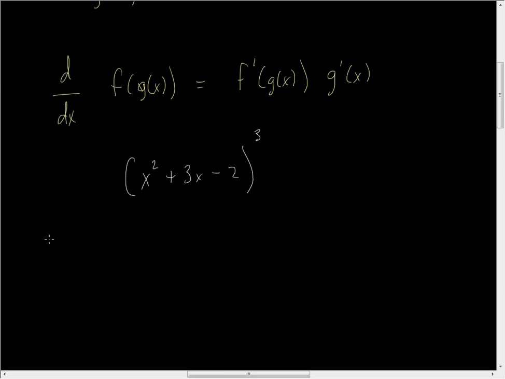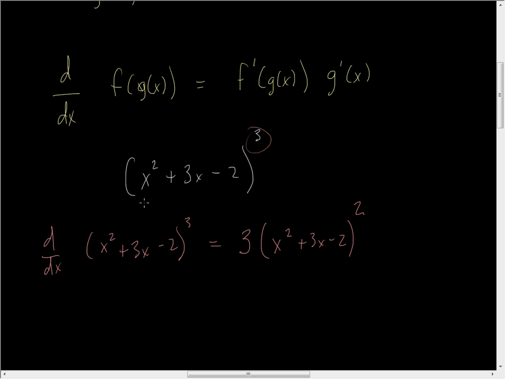So the derivative with respect to x of x squared plus 3x minus 2 raised to the third power is equal to the derivative of the outside. The thing happening to the outside is you're raising it to a cube, and so you bring the 3 down in front. It's 3 times the thing, x squared plus 3x minus 2. Now you decrease the power by 1. This is nothing more than the power rule.